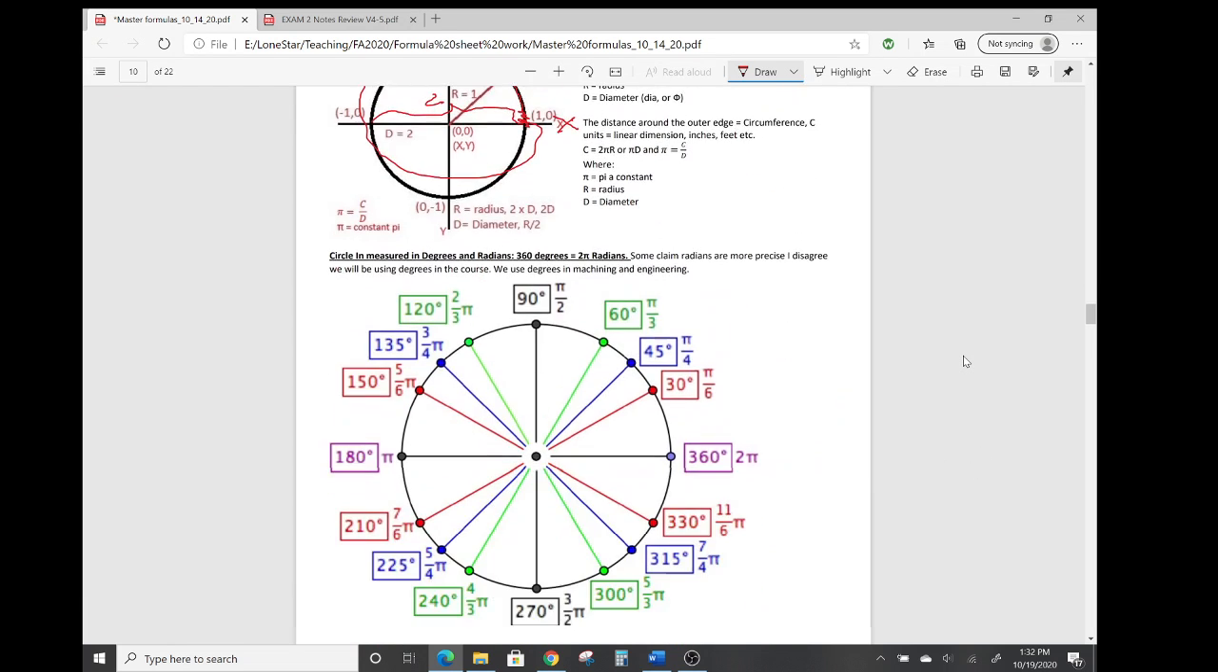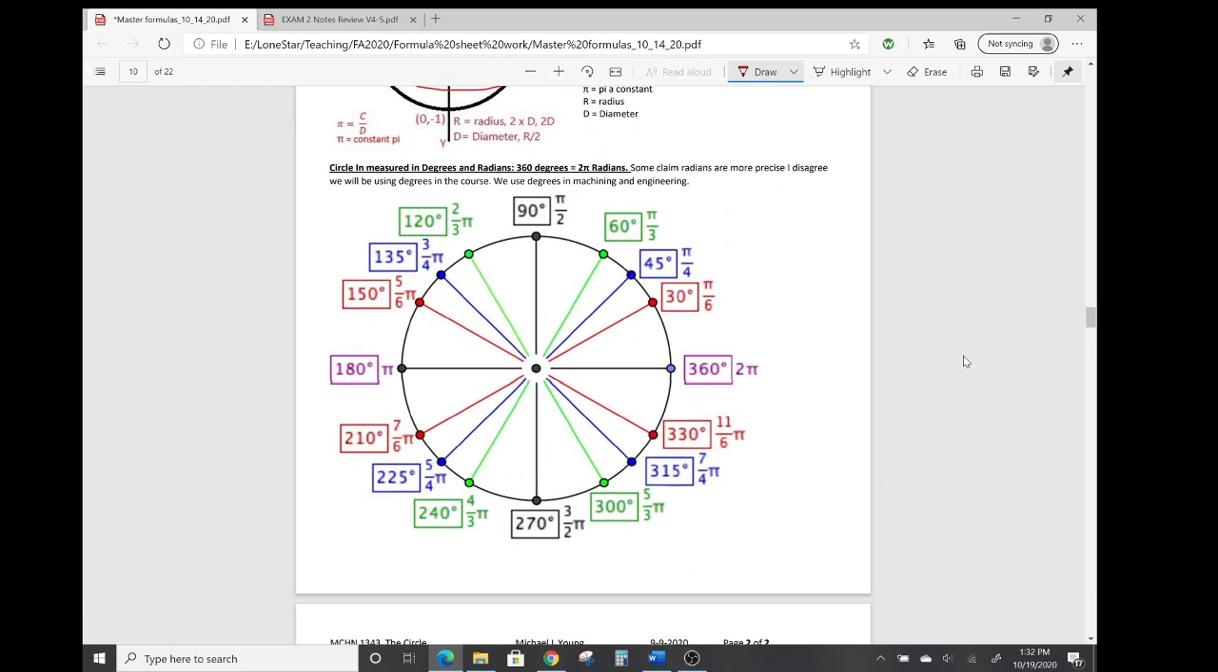Now, circles are measured in degrees and radians. And when we get to trigonometry, if we have time, and we probably will, I will give a dissertation in video on to degree or not to degree, to radian or not to radian. Now, some mathematicians claim that radians are more precise than minutes of angle, and I disagree. We will discuss that when we get to trigonometry. But your circle can be measured in degrees, minutes, and seconds. We will have an exercise on that. Or it can be measured in radians.